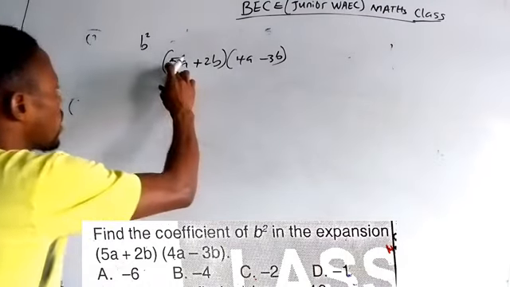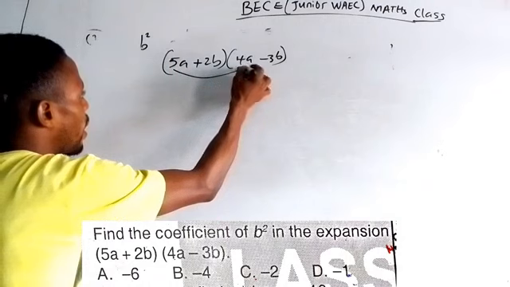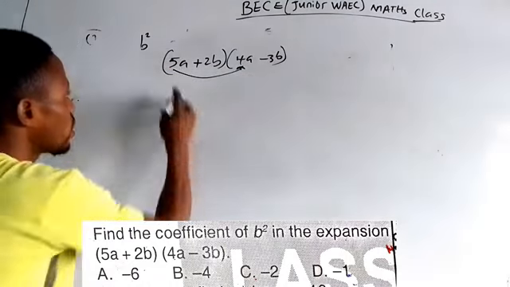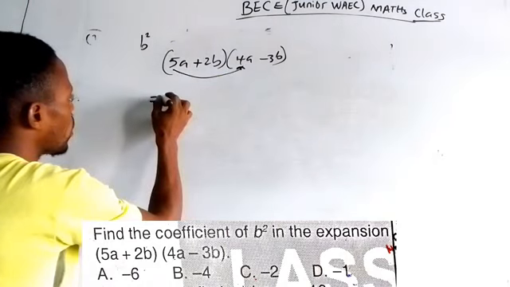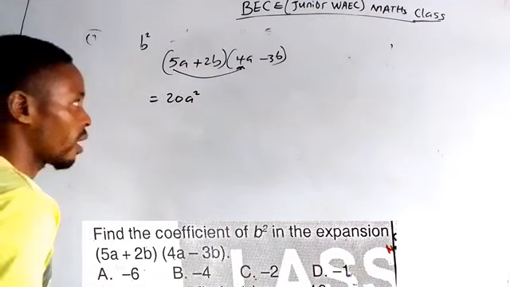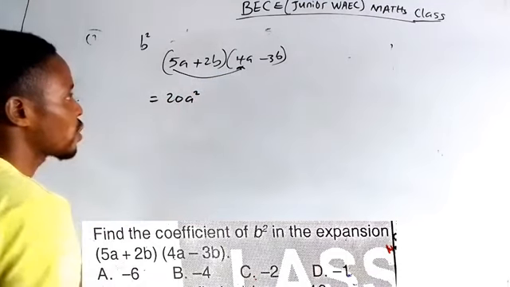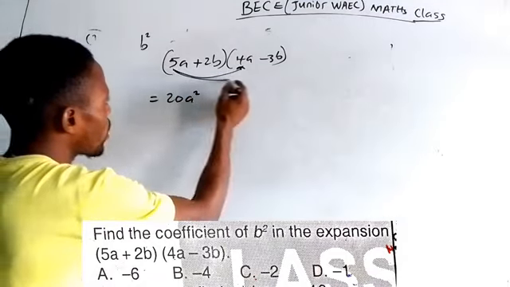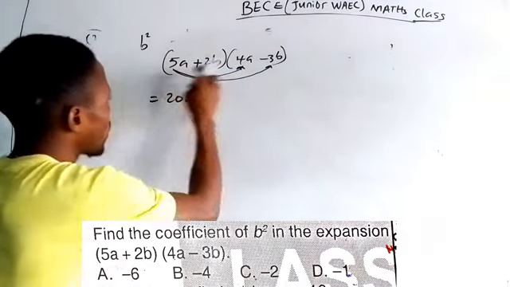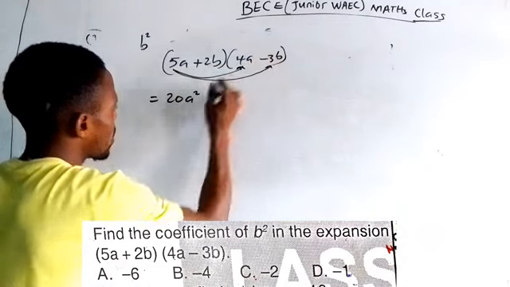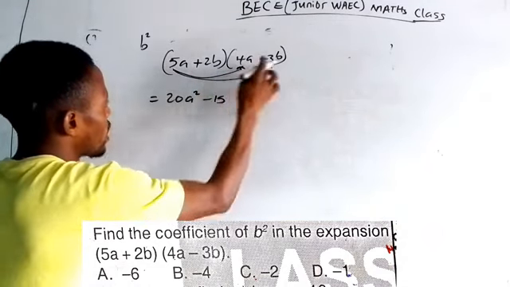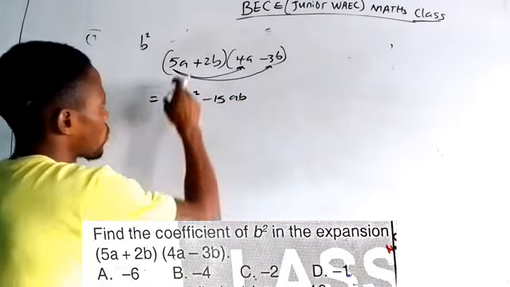If you want to expand the bracket, this 5a is multiplied by 4a. So 5 times 4a will be equal to 20 a squared, because a times a gives us a squared. The same thing, 5a multiplied by minus 3b. That gives us 5 times 3, we have minus here, here you have plus, that's minus 15ab.